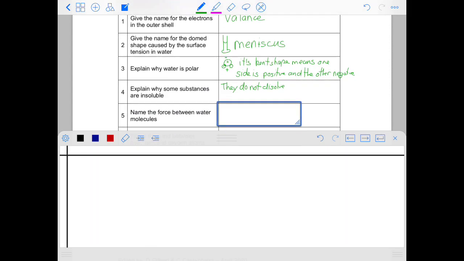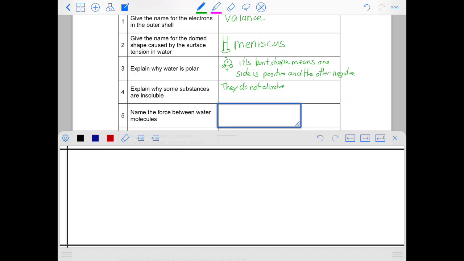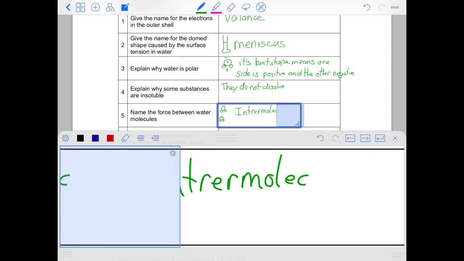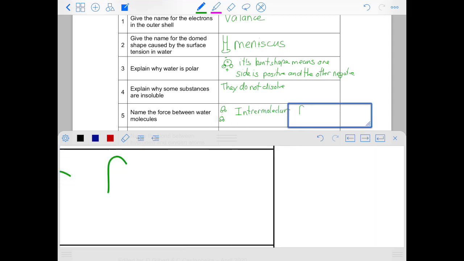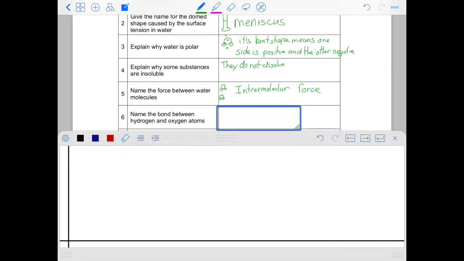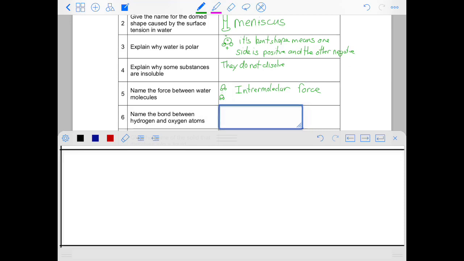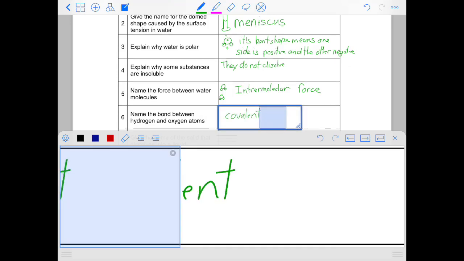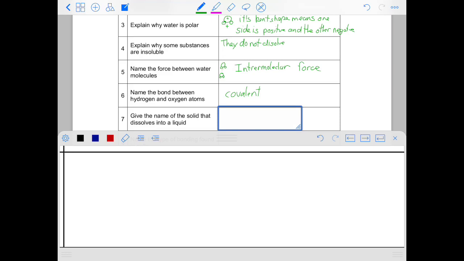The force between water molecules. So this is between two different water molecules. If we have one and a second one, what force holds them together? And that is the intermolecular force. The bond between the hydrogen and the oxygen atoms, that is a covalent bond, because hydrogen and oxygen are both nonmetals.